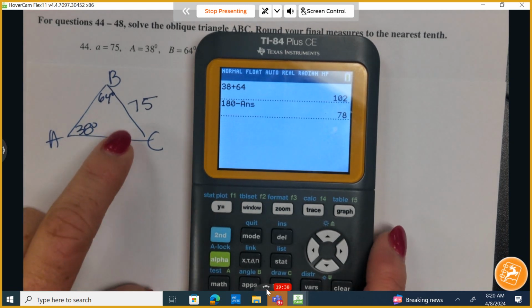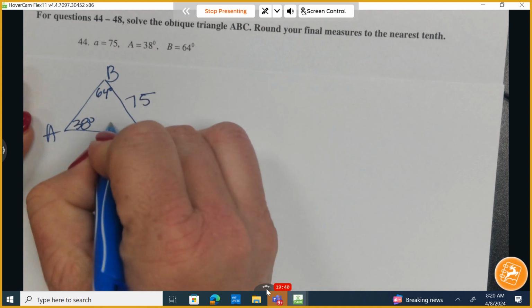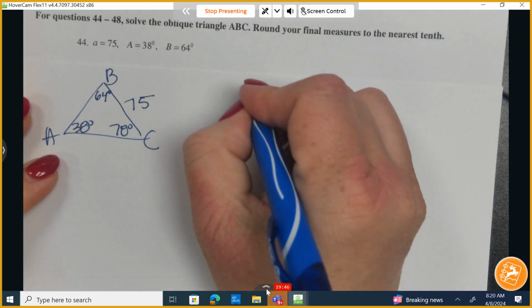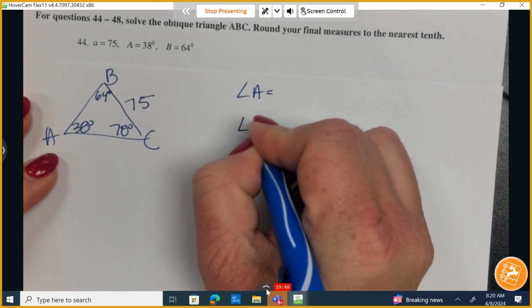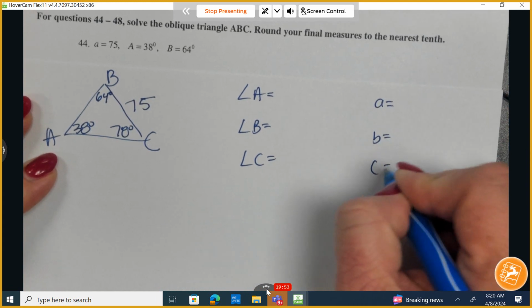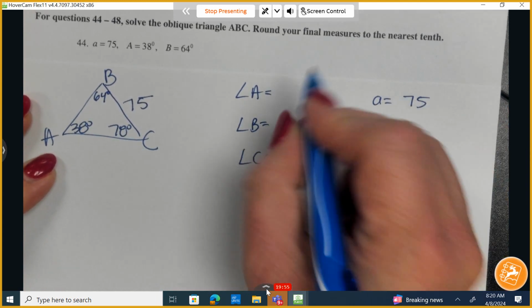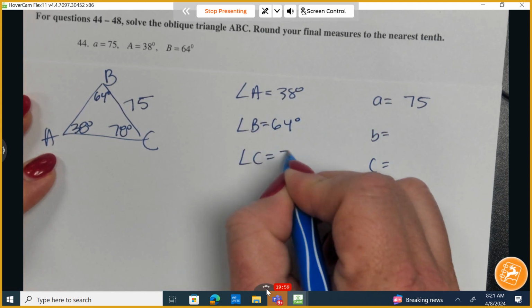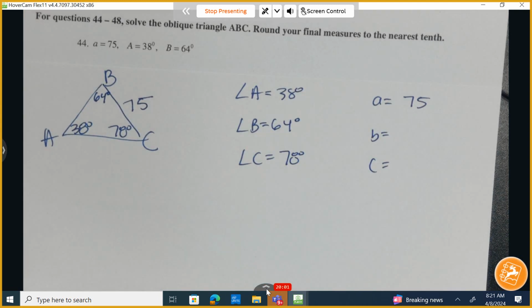So this is now discovered as our missing angle, and it says we want to be able to find all the sides and the angles. Okay, so I'm going to write angle A, angle B, angle C, side A, side B, and side C. I know this is 75 units, 38, 64, and 78. And it says if we need to round, we're going to round to the nearest 10th. All right, let's get started.